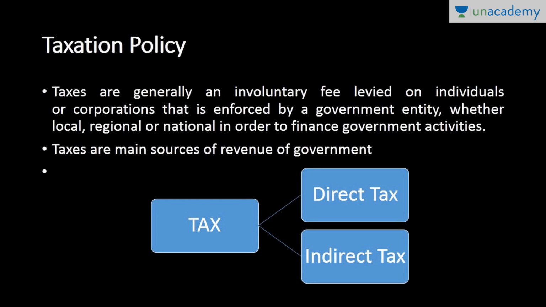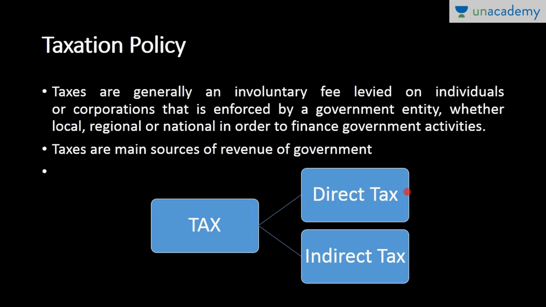Now, another important tool of the fiscal policy is taxation policy, and we know what taxes are. It is an involuntary fee levied on individuals or corporations that is enforced by a government entity, whether local, regional, or national, in order to finance government activities. And these taxes are the main sources of revenue of government. So, a very important tool of fiscal policy is taxation policy. And taxes are basically of two types: direct taxes and indirect taxes. Guys, I believe that we know what direct taxes and indirect taxes are.